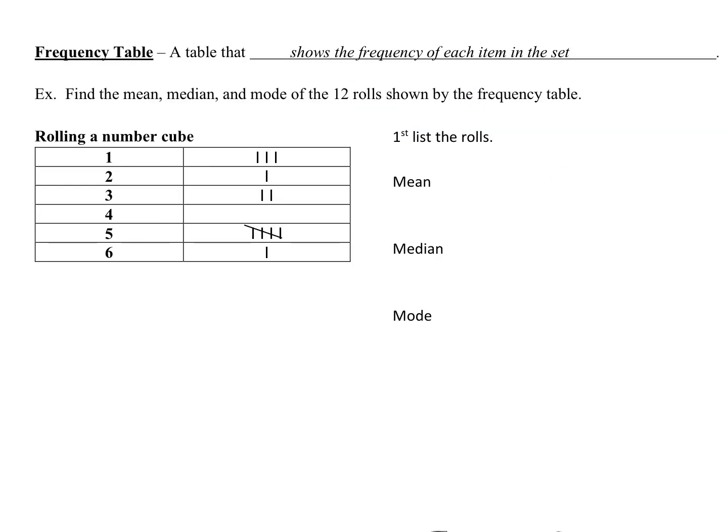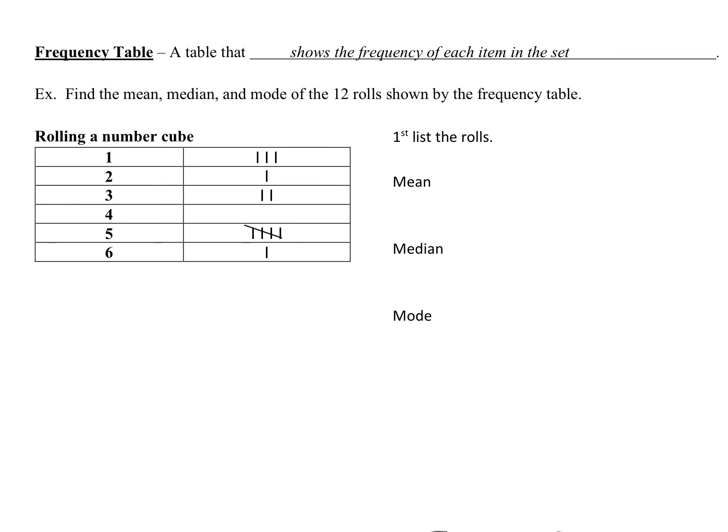So when we're working with data, oftentimes we will use something called a frequency table to represent our data rather than writing out a big long list of numbers. So a frequency table simply shows the frequency or how many times each item in the set is represented. So for us, that's numbers. So how many ones do we have? How many twos, threes, and so on.